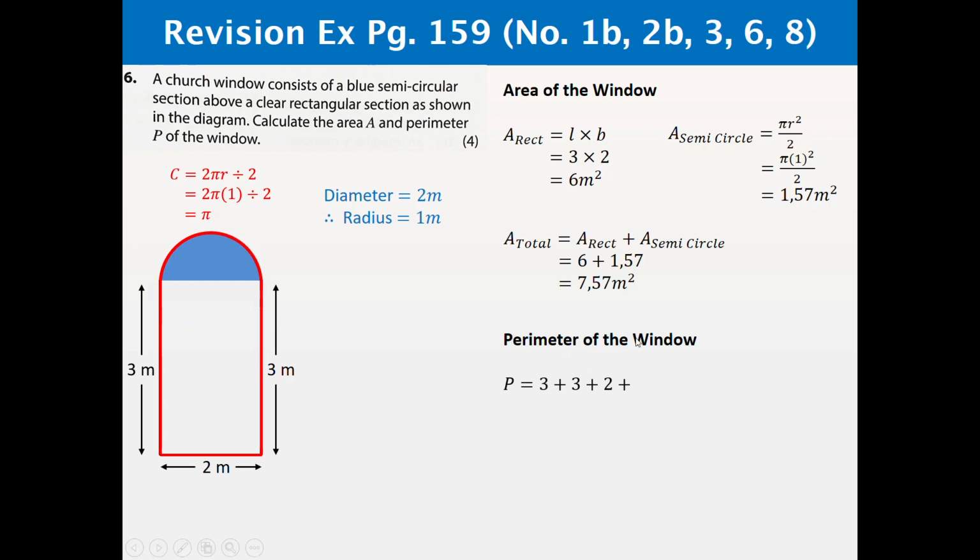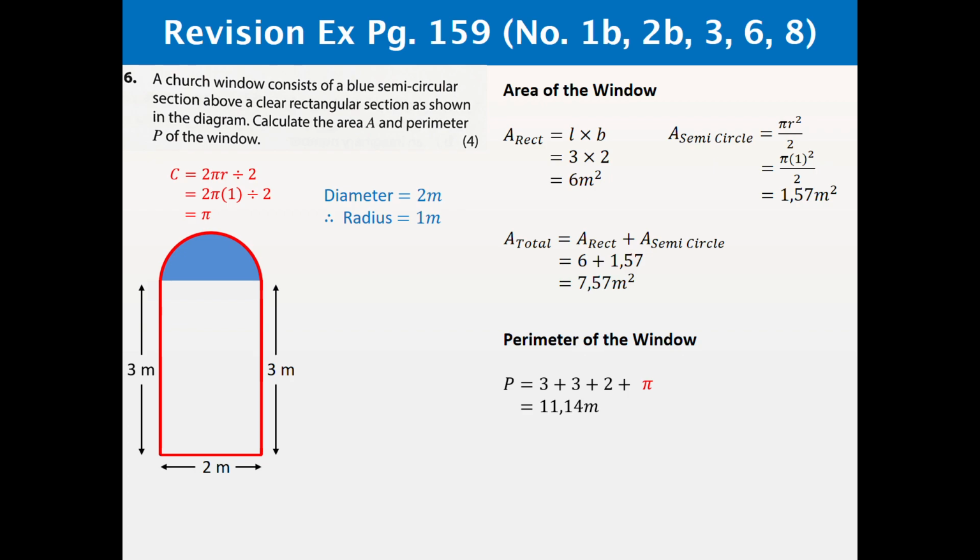So I'm going to put that into my formula here. My total perimeter will be 3 plus 3 plus 2 plus pi. And if you put that in and then press your SD button to get it in decimal notation, you're going to get 11,14 meters. So we've calculated the area and perimeter.